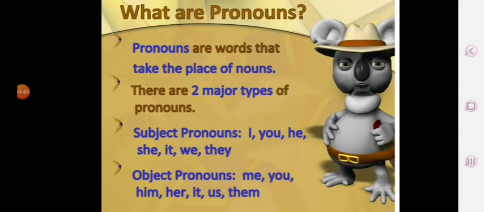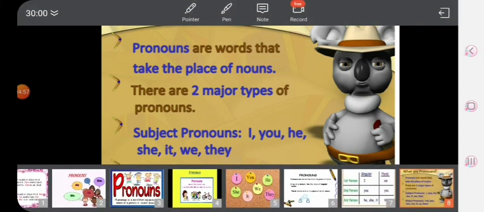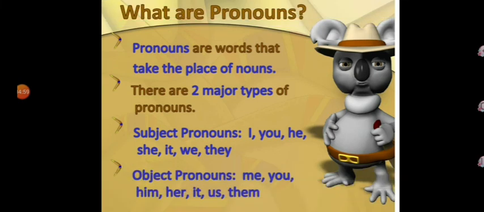Now next is, what are pronouns, as I have said, and how many types of pronouns are there? Pronouns are the words that take the place of nouns, right? And there are two major types of pronouns: subject pronouns and object pronouns. I, you, he, she, it, we, and they are subject pronouns, and me, you, him, her, it, us, and them are object pronouns. So we will discuss it in detail now.